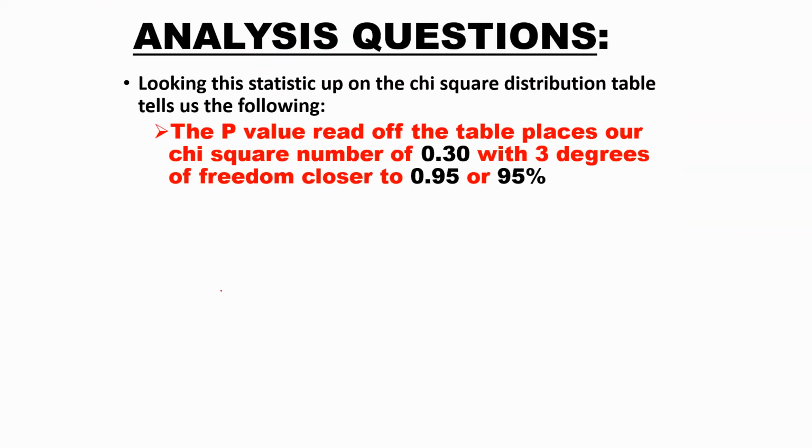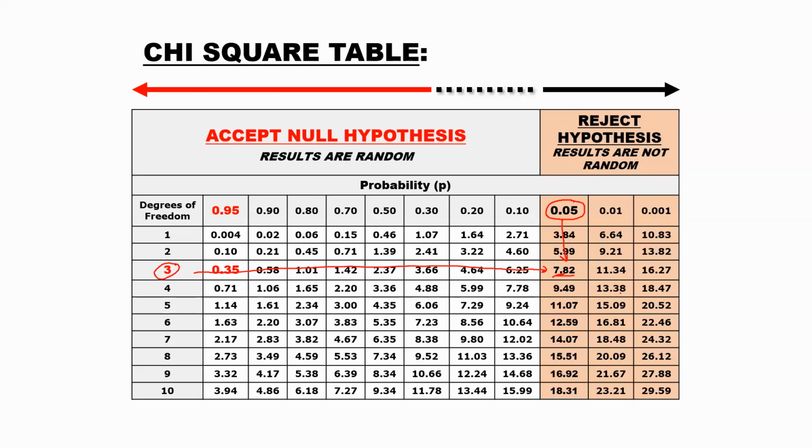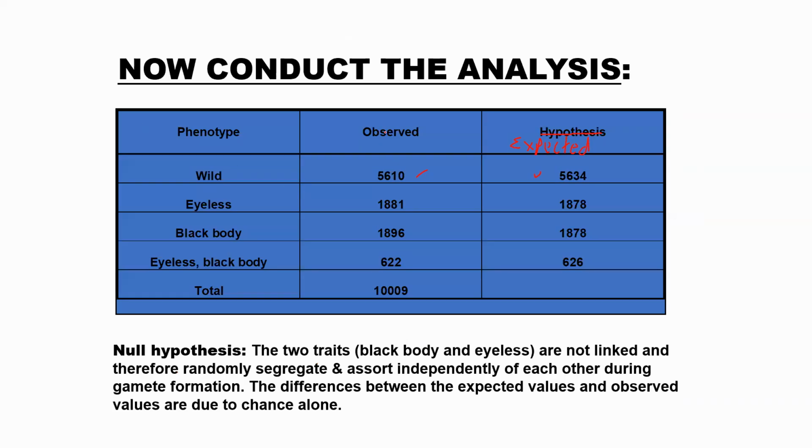So remember now, we have 0.3 and we have 7.82. Obviously, 7.82 is much higher than 0.3. Right? Therefore, we accept the null hypothesis that the numbers that we have here are close enough to the 9:3:1 ratio that we can accept this is Mendelian dihybrid cross.